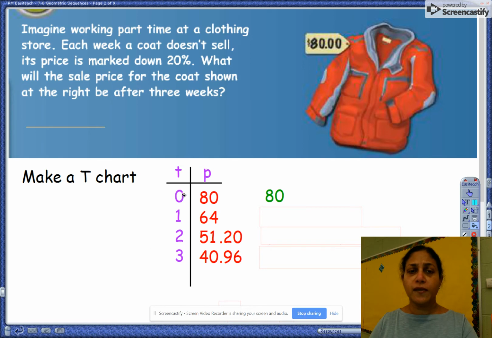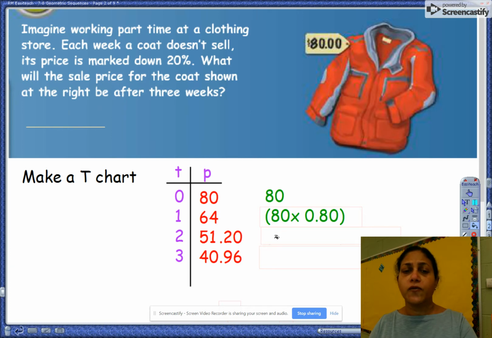So in the beginning, the cost is $80. The next week, it falls to $64 because 80% of 80 is 64. The following week, it falls to 80% of 64. So you take that number and you multiply it by 0.80. So it falls down to $51.20.